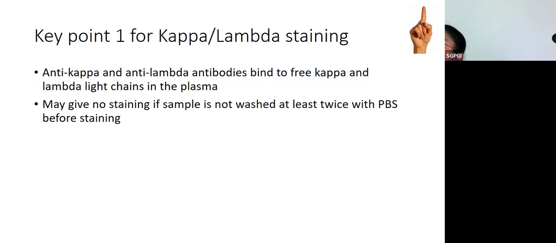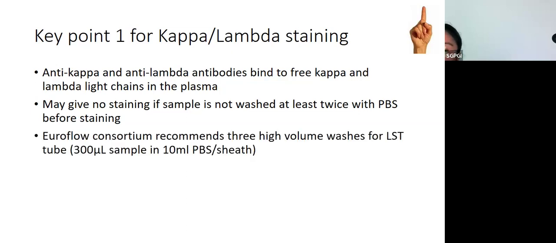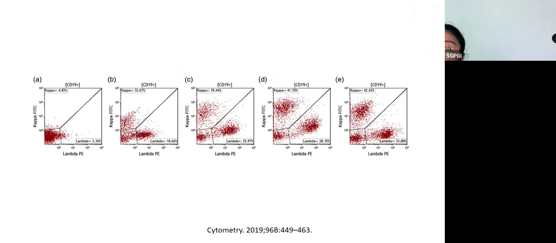So most of the time for kappa or lambda staining, you would prefer a lyse, wash, stain, wash approach. And I'm saying lyse, wash, why? Because usually after lysis, we do one wash and the sample is good to go for a routine leukemia lymphoma flow analysis. However, if you're doing kappa lambda staining, additional washing steps are recommended. So for the Euroflow consortium, they don't recommend lysis as the first step, but they require high volume washes to ensure that all the plasma has been removed. And the lyse, wash, stain, wash approach will work better.